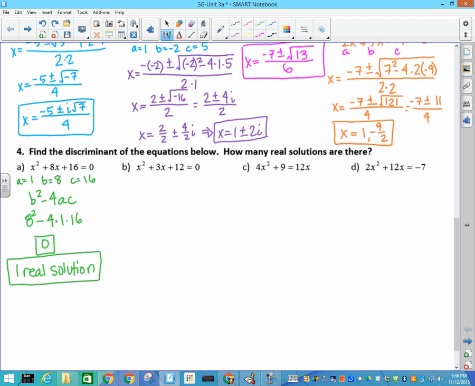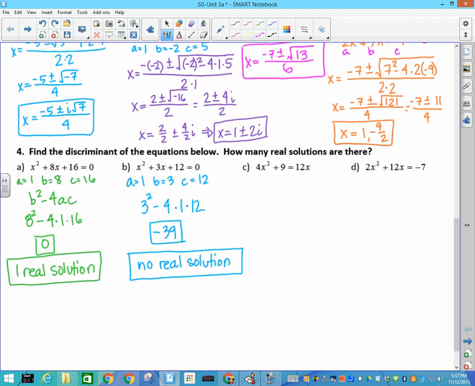Okay, on to the next one. Again, everything is already set equal to 0, so a equals 1, b equals 3, c equals 12. So my b squared, 3 squared, minus 4 times a times c, well, that means that's 9 minus 48, and 9 minus 48 is negative 39. Okay, so this is no real solution. And this is something, y'all, that we've talked about that you can use to prove that a quadratic equation has no solutions. Okay? If you can't factor it or can't figure it out, go find the discriminant and it'll tell you that. Okay?